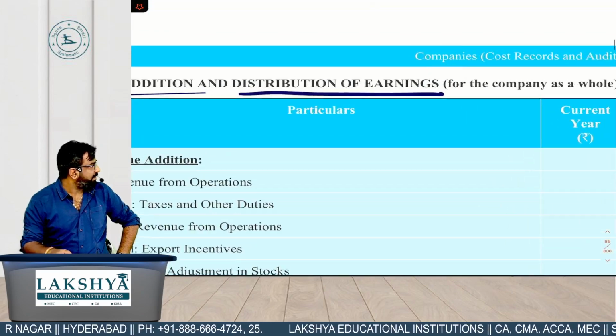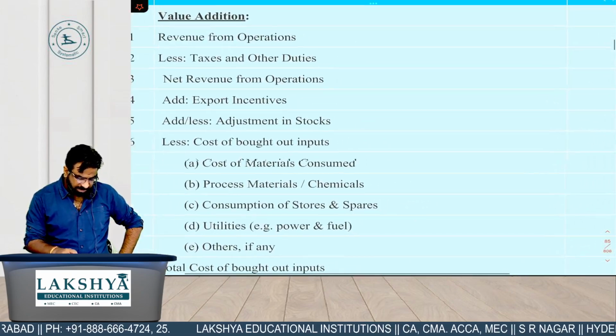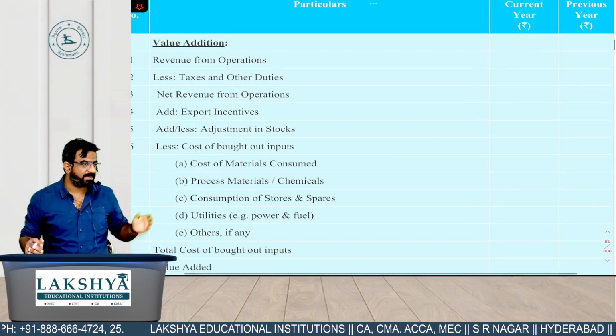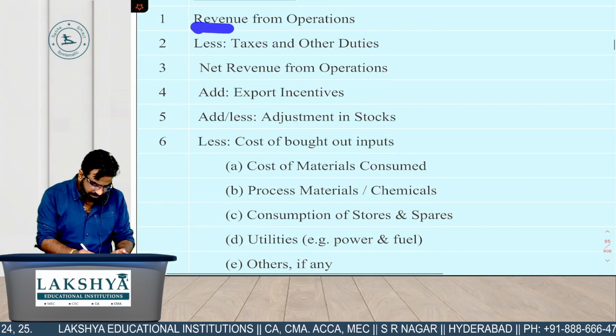This is called value addition and distribution of earnings. So read the value addition formula once, sir, so that we can do it in the practicals. What is the formula of value addition? What is the first one?